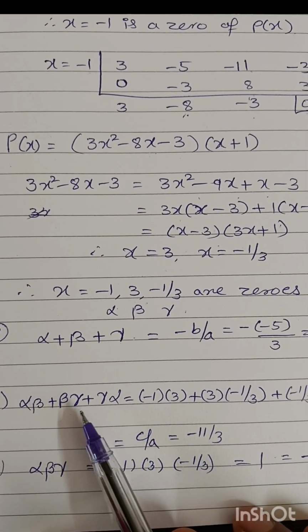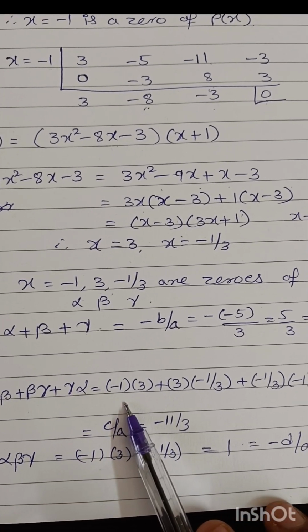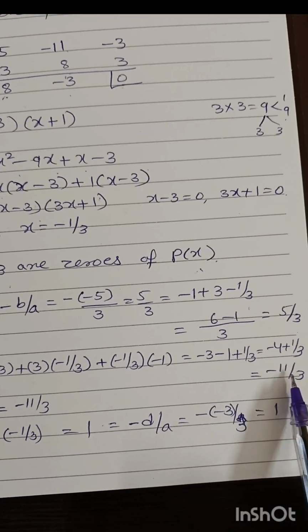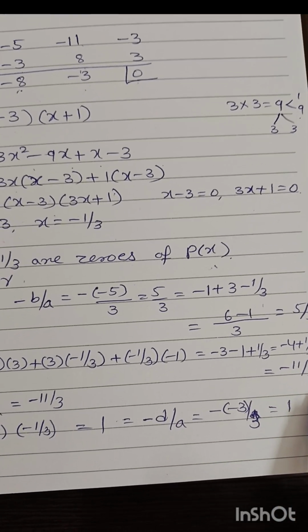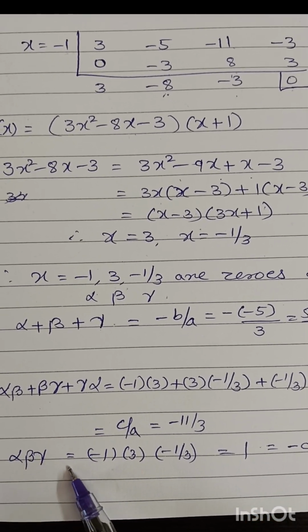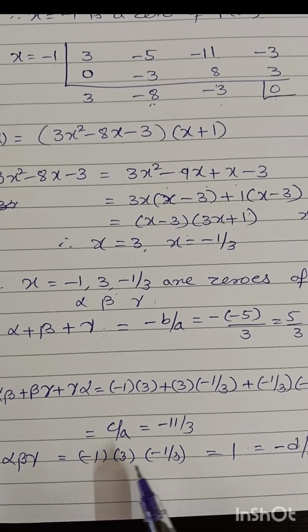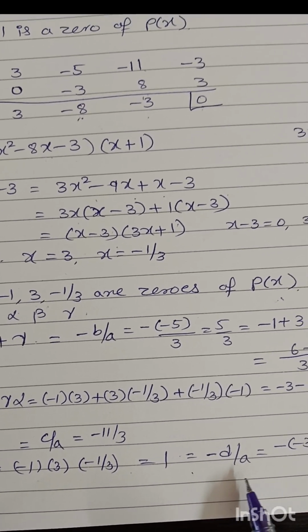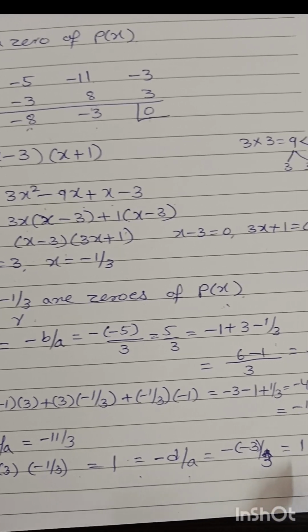Next, alpha beta plus beta gamma plus gamma alpha, after simplification, the value is minus 11 by 3. So that is c by a. Next, alpha beta gamma equal to minus 1 into 3 into minus 1 by 3, that value is equal to 1, that is minus d by a.